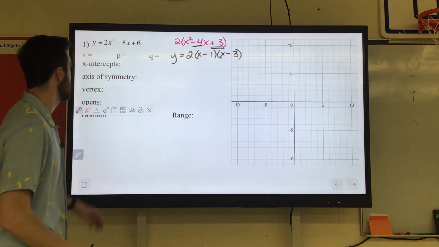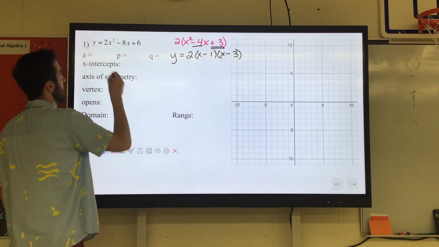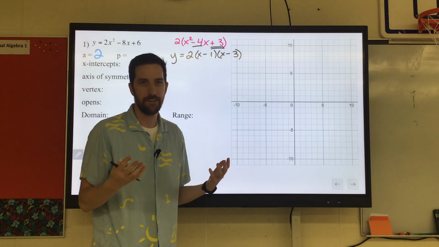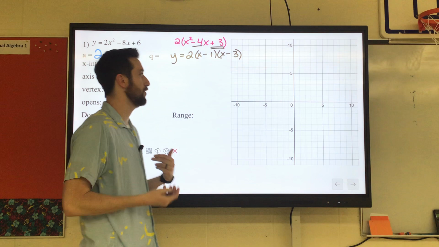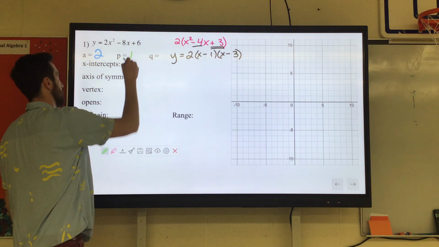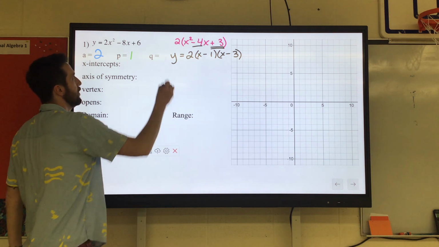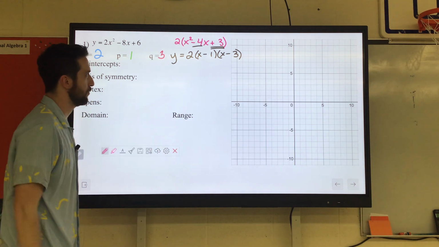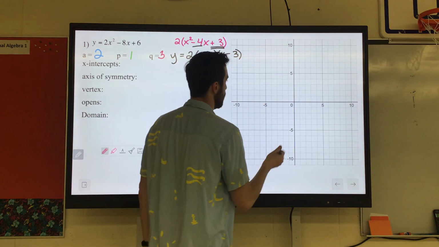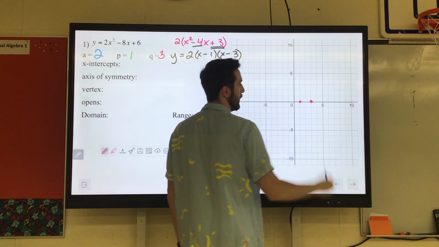So it's saying, what's a? Remember, a is the number in front, so that would make it 2. Now the p and q, it doesn't matter which one you write for p, which one you write for q. They're the intercepts, the zeros. I see it says x minus 1, so I'll say my p is positive 1. I see it says x minus 3, so I'll say my q is positive 3. Again, these are the zeros, the x-intercepts. So it's going to cross at positive 1 and positive 3.